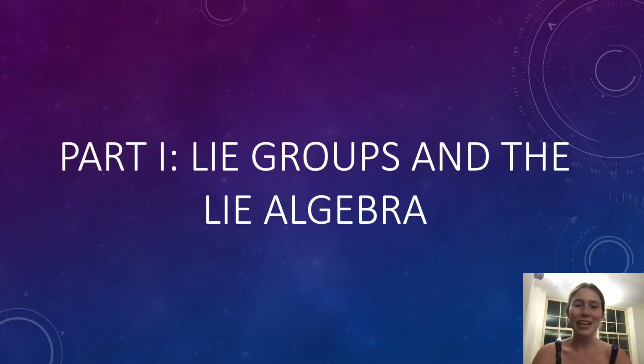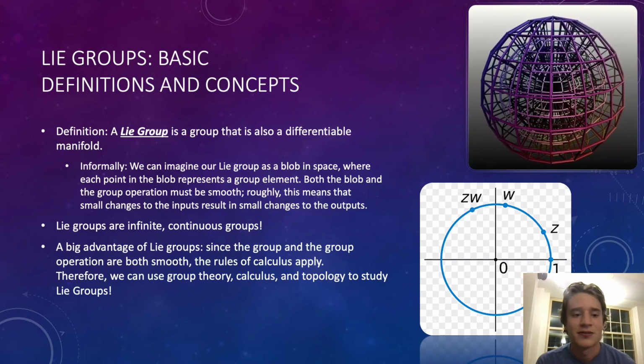Part 1, Lie groups and the Lie algebra. Okay, so the definition of a Lie group is a group that is also a differentiable manifold. And that's kind of a mouthful, but basically we can imagine our Lie group as a bunch of smoothly connected points on some blob in space, where the blob is the manifold.